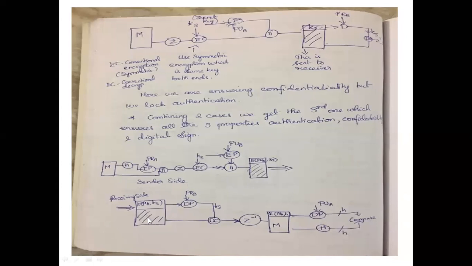Now on the receiver side, the reverse of this will be done. So first you have to decrypt using the private key. Then you again perform the conventional decryption using the symmetric key KS. Then the decompression algorithm has to be applied. Then you receive the message. Then you generate the hash code. Both the hash codes are compared.